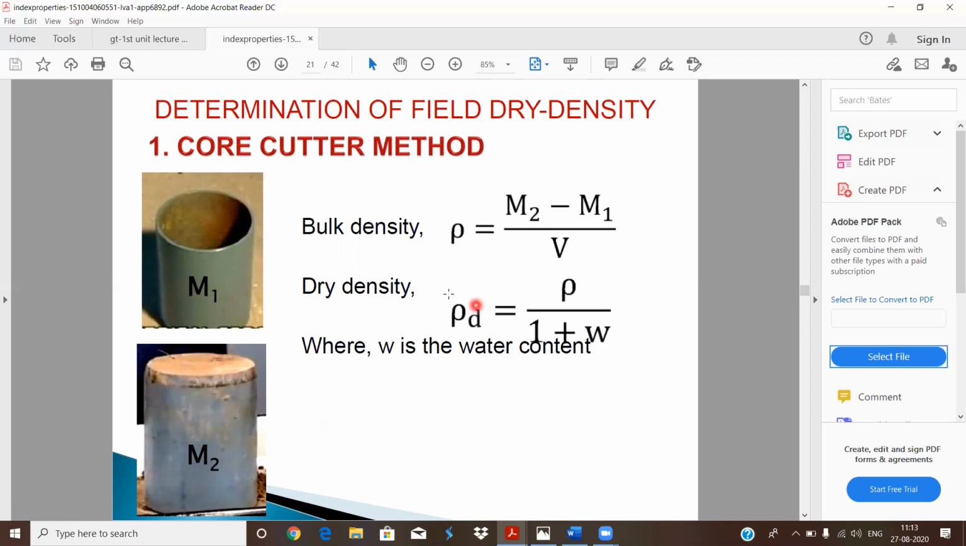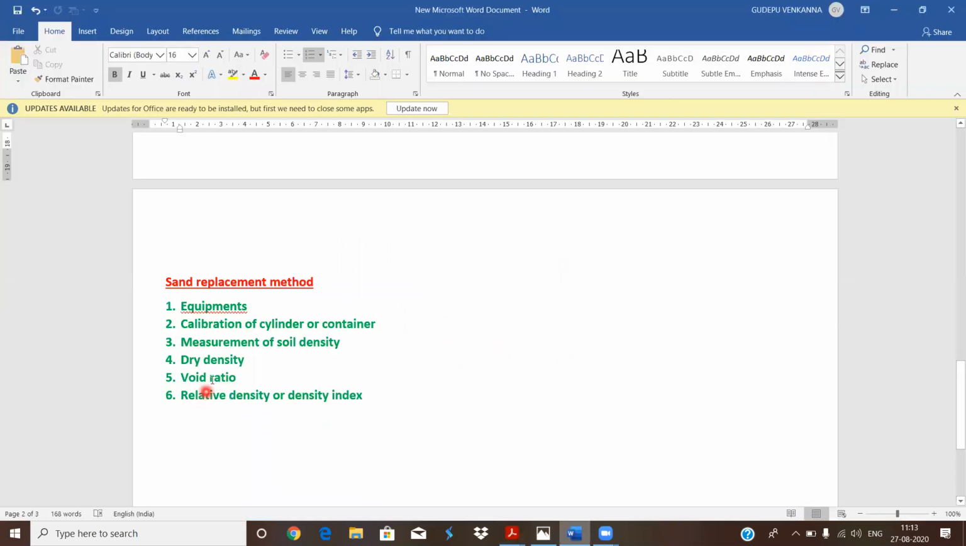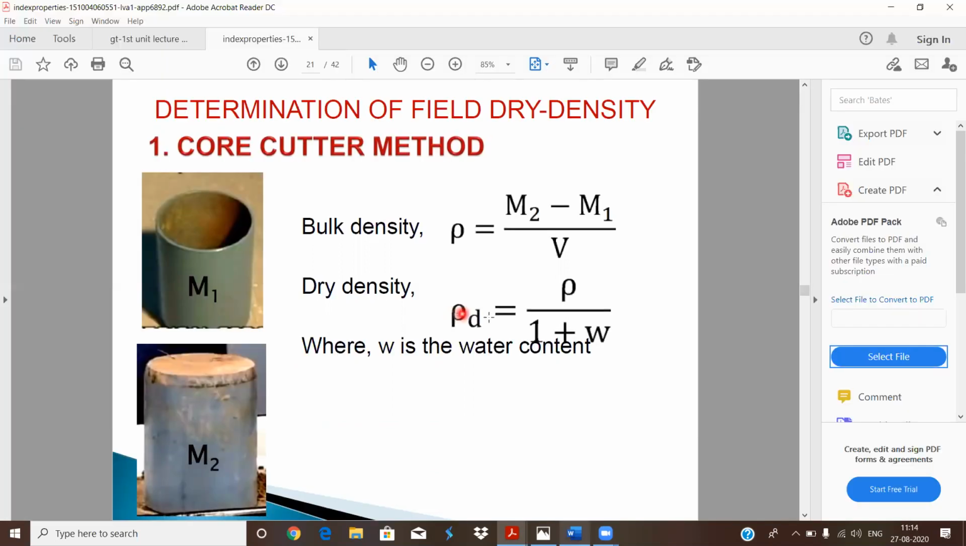After bulk density we can find the dry density, and after dry density we can find the void ratio. As I told you, after measurement of soil density we can find the dry density. In the previous class we discussed the relation: dry density equals γ by 1 plus w, where γ is the bulk density and w is the water content. The water content can be calculated as weight of water by weight of solids.